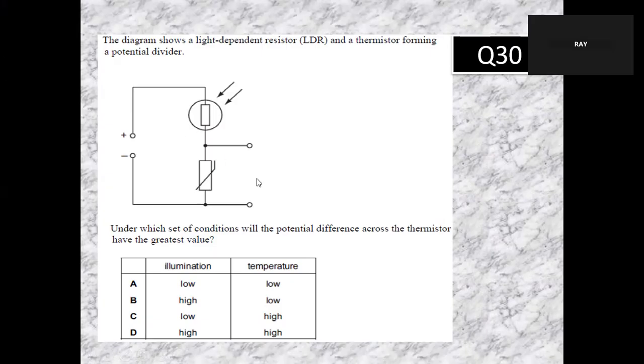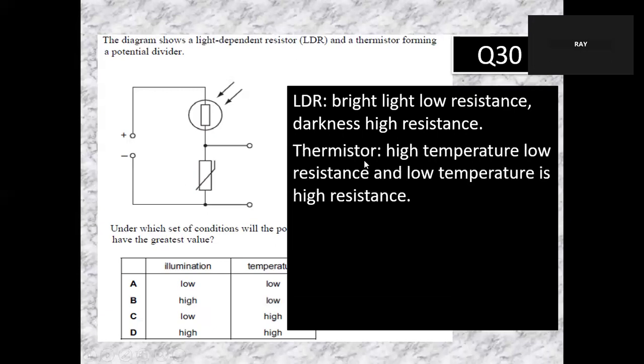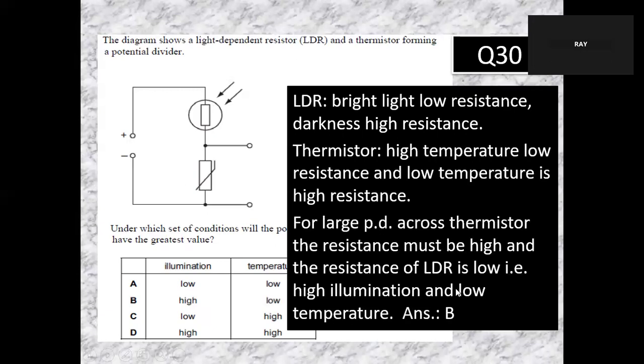Okay, we'll see. You want the potential difference across here to be high. So this one should be high resistance. High resistance will be low temperature, since this is a thermistor. Then this one, you want low resistance, so it's high illumination. Okay with that? Answer is B.